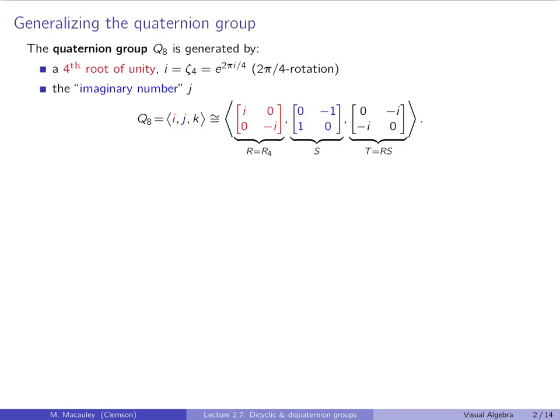Let's start by reviewing the quaternion group Q8, which we saw in Chapter 1. This has 8 elements: 1, i, j, k, and their negatives. And for this lecture, I want you to think about i as a fourth root of unity in the complex plane. So in the unit circle, remember that lies up here. And we write that as zeta 4, or as e to the 2 pi i over 4. It's a 90-degree rotation in the counterclockwise direction.